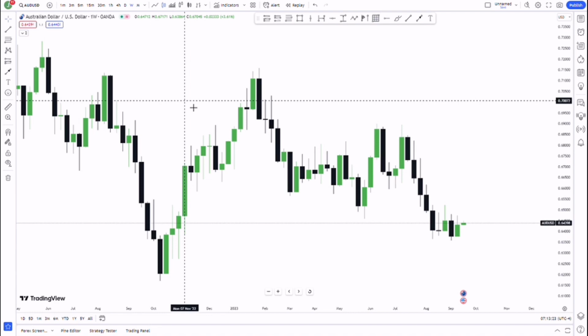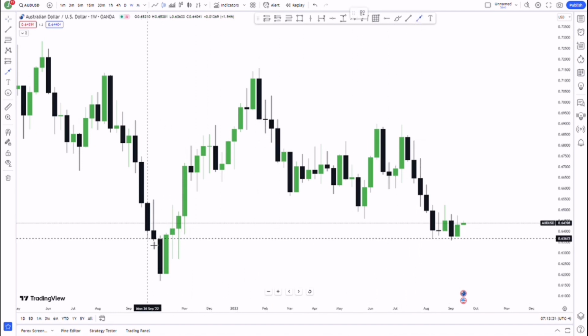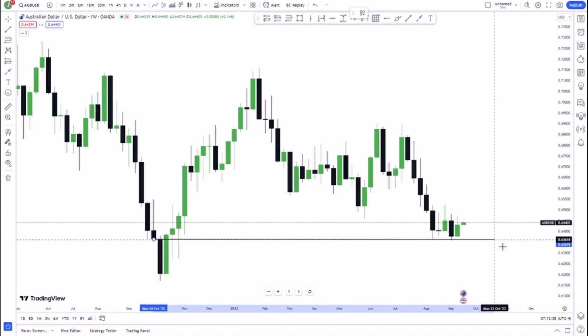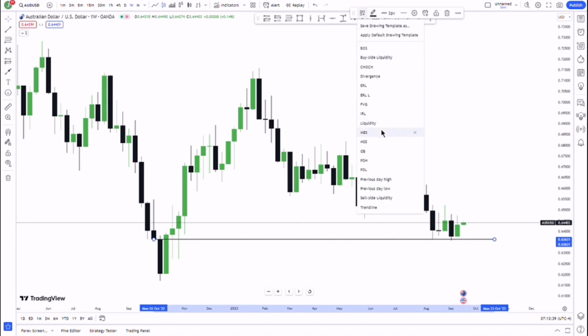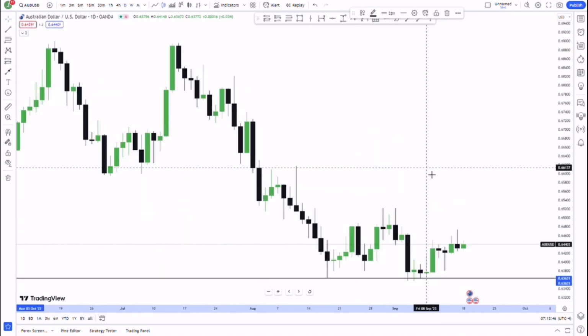Without further ado, ladies and gentlemen, let's dive into it. So as we said, we'll be looking at AUD. We'll be starting our analysis from the weekly time frame. Right off the bat, we can see we had an order block right over here, which the market traded into. There we go. Then from here, we'll be diving to the daily time frame.